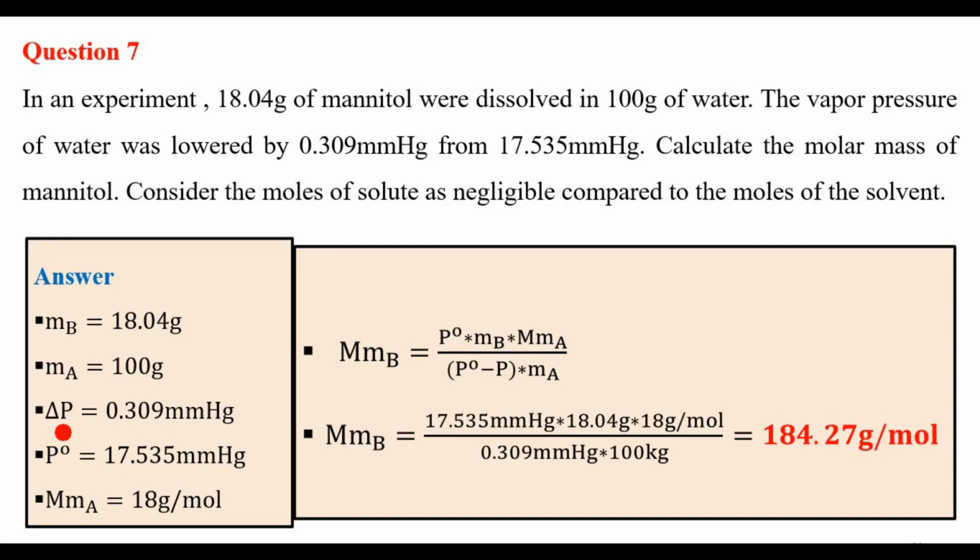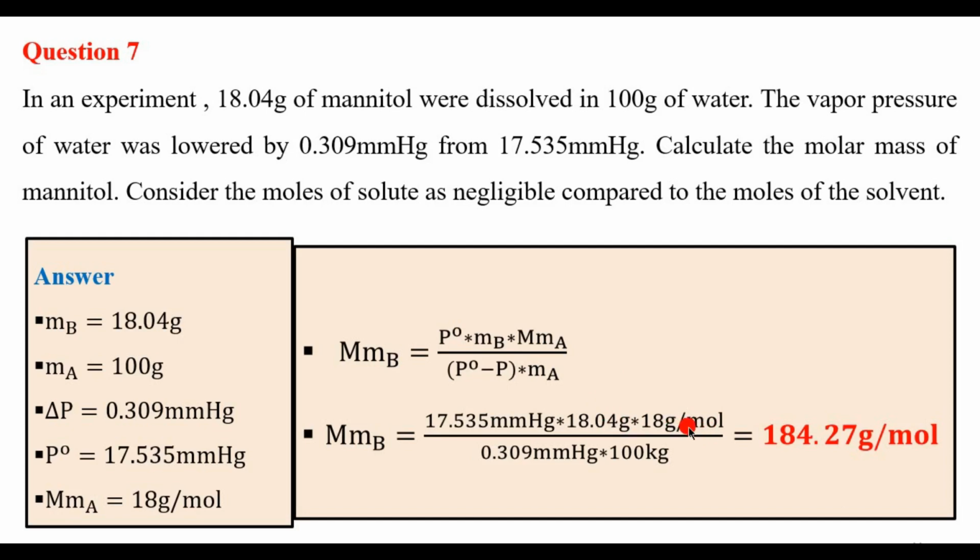Just use the formula and replace the values. Here we have the P naught. Here we have the mass of the solid. It was given, which is 18.04 grams of mannitol. We have also the molar mass of the water, which is the molar mass of the pure solvent.